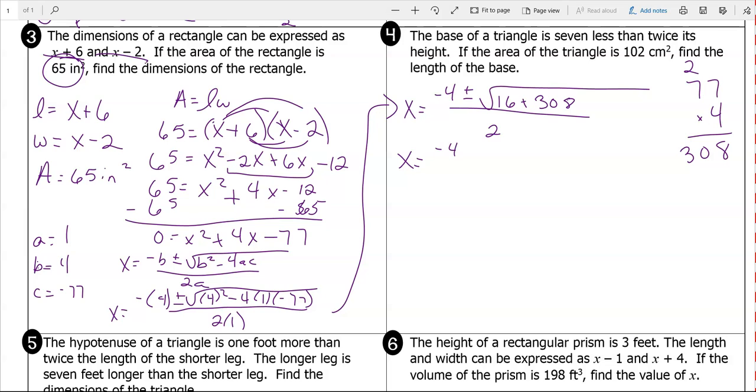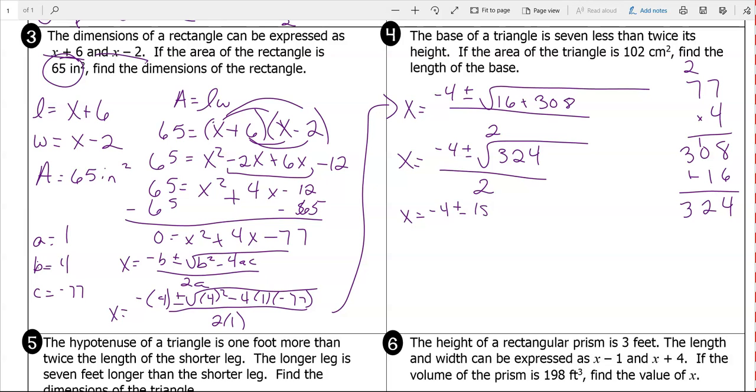X equals negative 4 plus or minus square root of, let's add 16 to 308. So that's 14. 8 plus 6 is 14. Carry the 1. And that's going to be the square root of 324 over 2. So that gives me x equals negative 4 plus or minus 18 over 2. Now we'll double check both the positive and negative answers, but we want to make sure that whatever we get, our dimensions are positive. So x equals, let's see, negative 4 plus 18 is 14 over 2. And then negative 14 minus 18 is negative 22 over 2. So x equals 7 and negative 11.